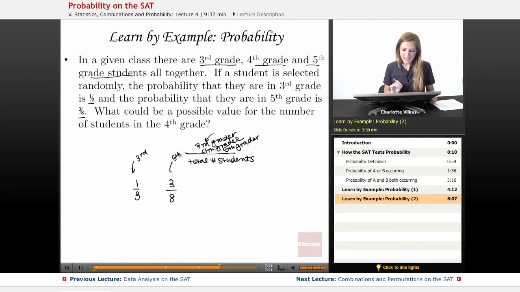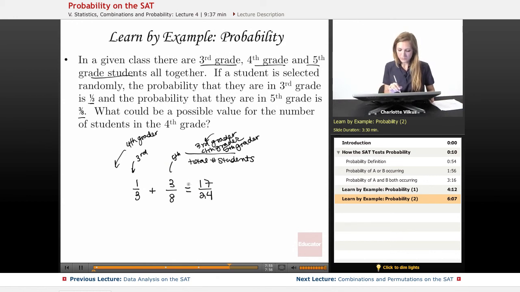So if I add these two, I could find the probability that I'm picking either a 3rd or a 5th grader. And then I could maybe subtract that probability to figure out what probability I have of picking a 4th grader. So if I add these two, I just find a common denominator, and I end up with 17/24 as my likelihood of picking either 3rd or 5th grade.